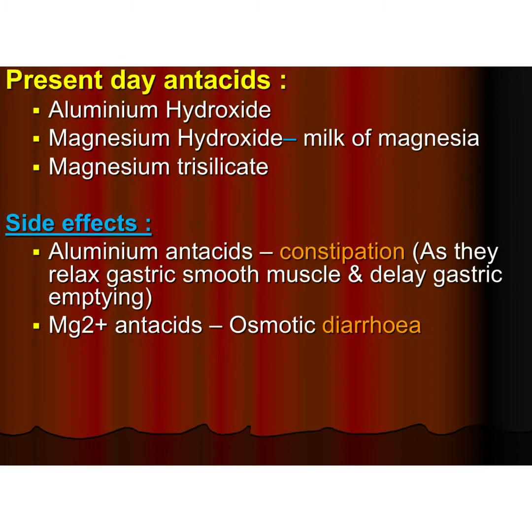Aluminum hydroxide, magnesium hydroxide, also known as milk of magnesia, and magnesium trisilicate are the antacids used nowadays, but they also have several side effects. Aluminum antacids are responsible for constipation. Magnesium antacids are responsible for osmotic diarrhea.